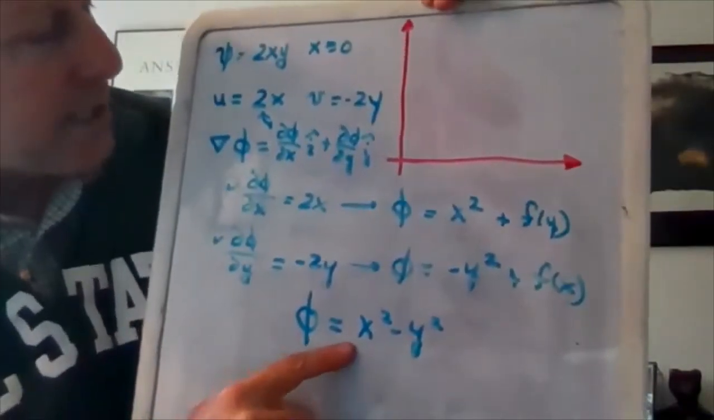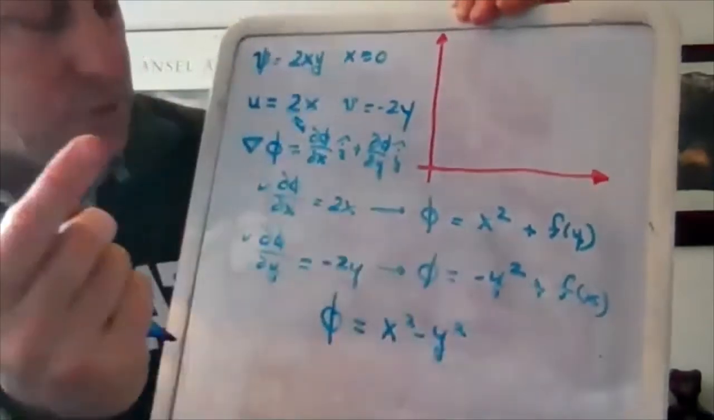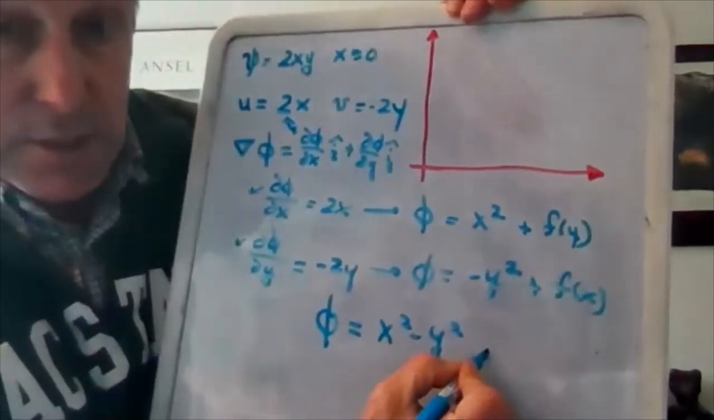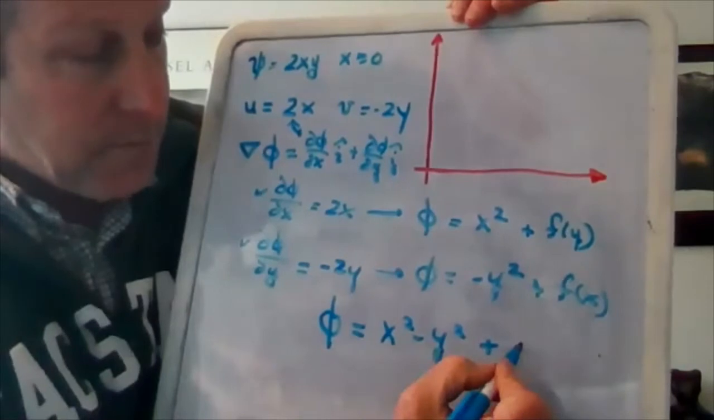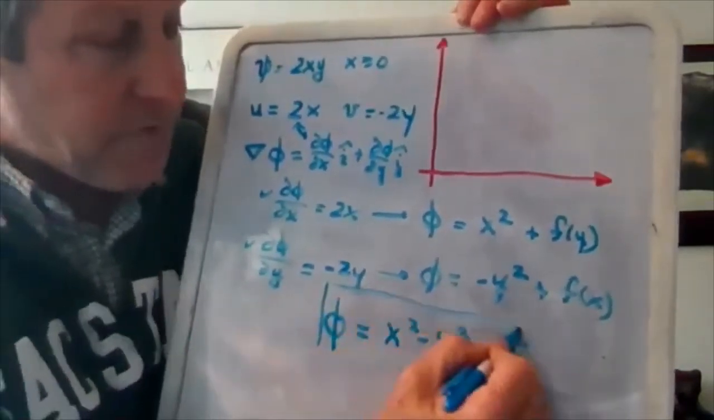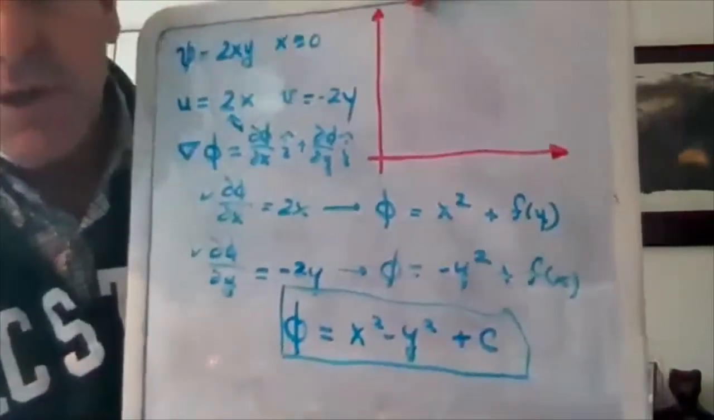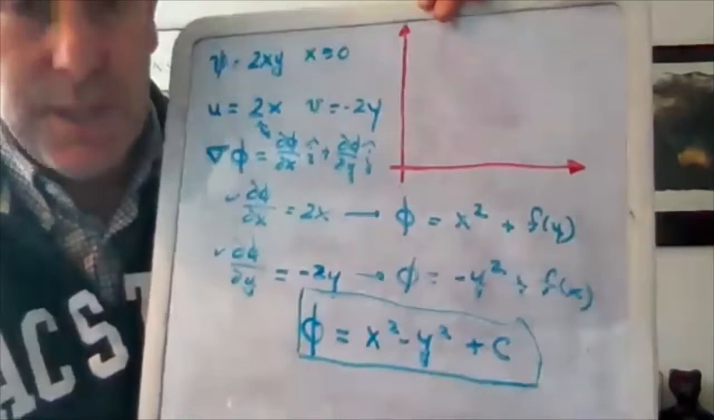If we do d phi dx, we get 2x, good. If we do d phi dy, we get negative 2y, but there could also be a constant, so I'm going to write that down there, plus c, where the constant's arbitrary. There doesn't need to be anything else. In fact, there cannot be anything else for this function to work. So there's our answer. There is our velocity potential function.